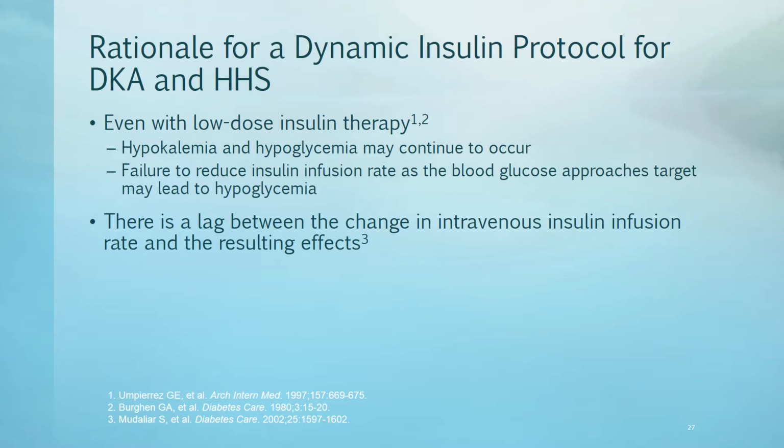The rationale for our insulin protocol for DKA and HHS. Even with low dose insulin therapy, hypokalemia and hypoglycemia may continue to occur. That's why, like I said before, we want to make sure that we're keeping a very close eye on these levels. Failure to reduce insulin infusion rate as the blood glucose approaches the target may lead to hypoglycemia.